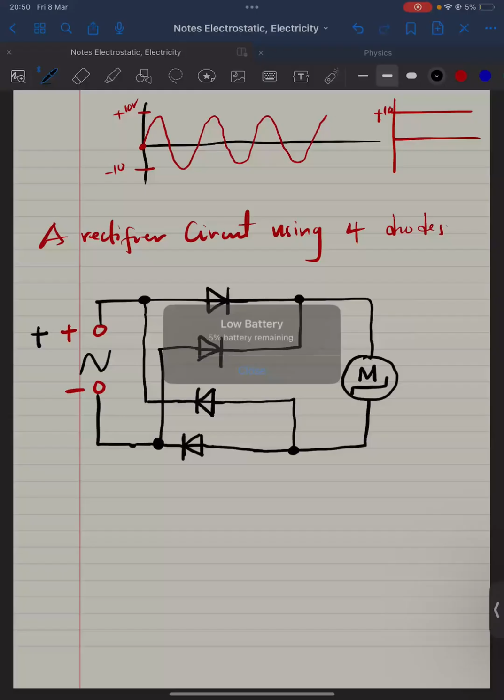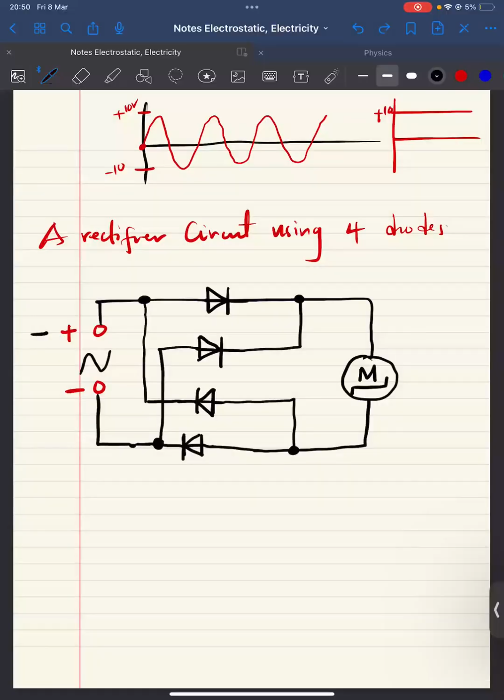Every half cycle, it changes direction. So let's assume the current is currently flowing in this direction from positive to negative. Let's assume this is my positive and that's my negative here. So this is how the current will flow. The current always flows from positive. It will pass through this diode, okay? It will pass through the motor.